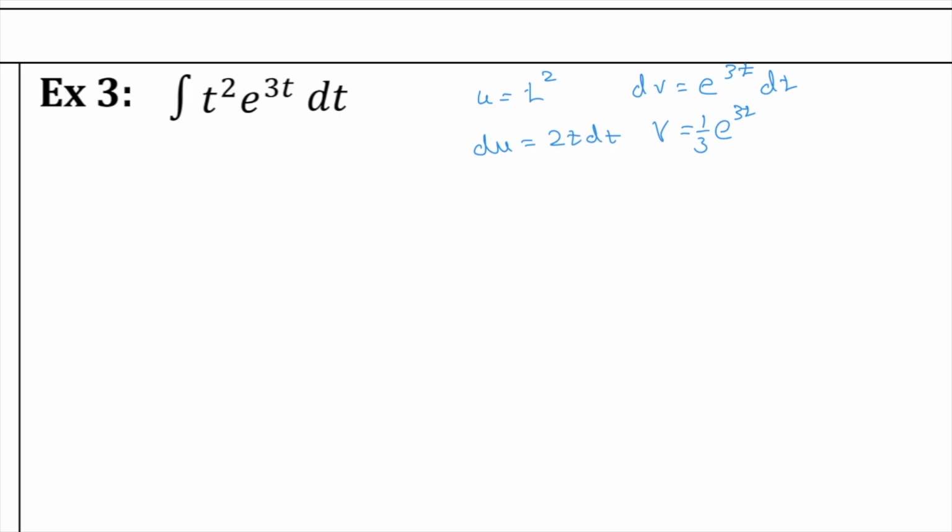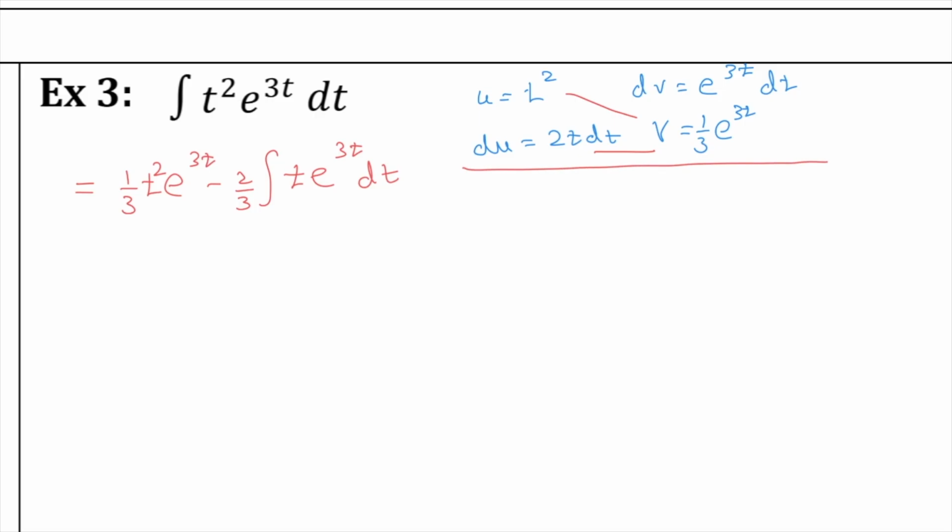Okay, follow through, u times v minus v du. Our expression is going to be equivalent to 1/3 t squared e to the 3t minus the, put your 2/3 out front, get that out of my way, the integral of t e to the 3t dt. Now I'm looking at t e to the 3t. It looks to me like I'm going to have to do integration by parts a second time. Don't worry, we can handle this.